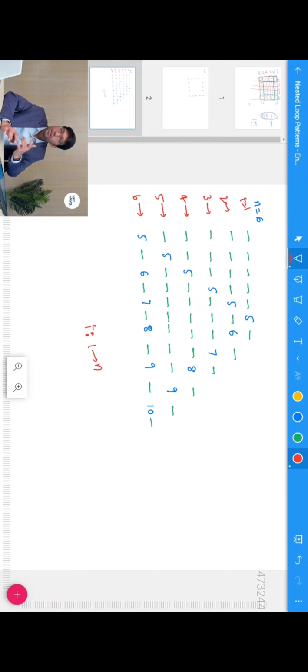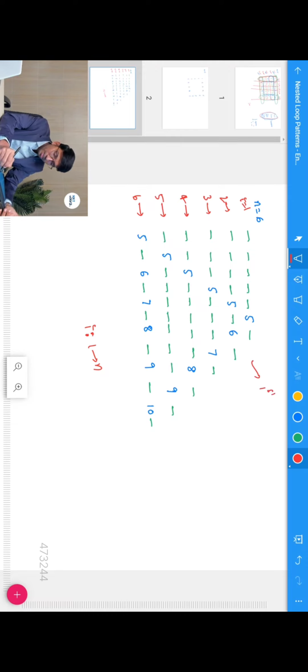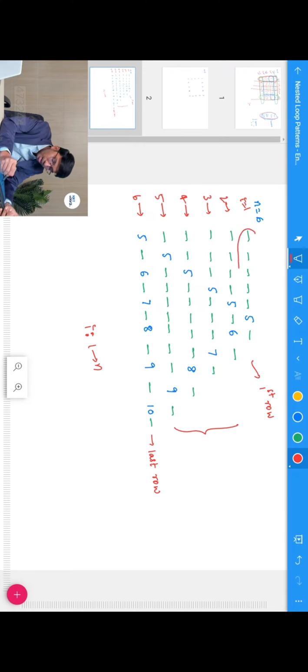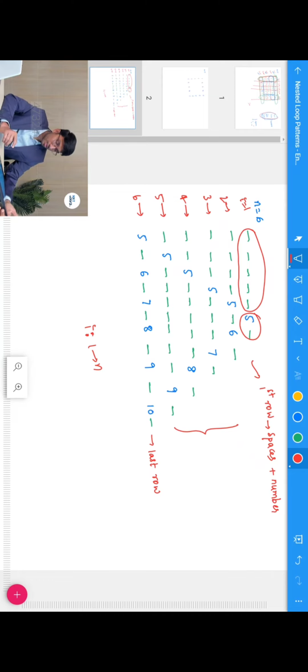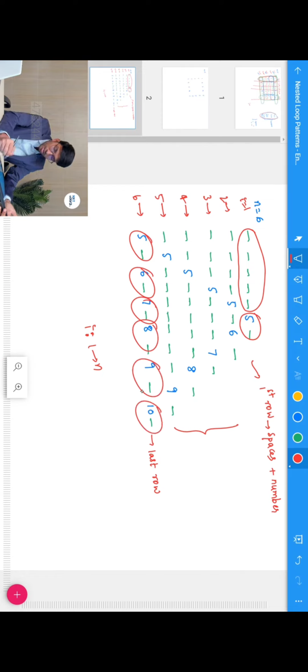If you observe carefully, what's happening here is the first row is slightly different, the last row is slightly different, and the middle rows are slightly different. What's happening to the first row? We have spaces at the starting, and then after that we have a number, spaces plus a number. When I say number, it means number and a space. In the last row we have only numbers.